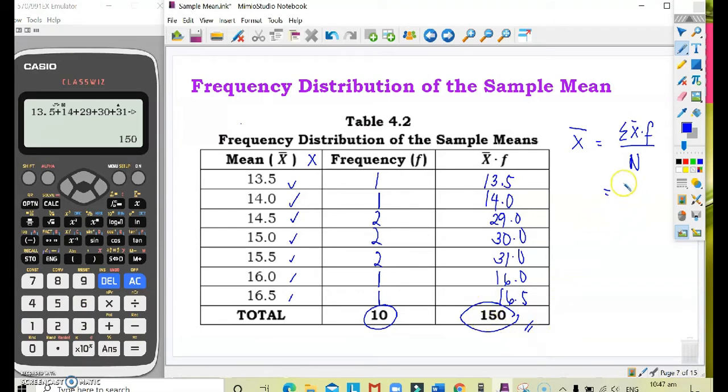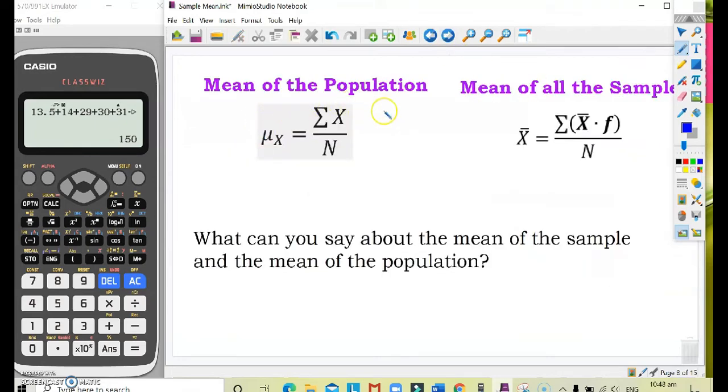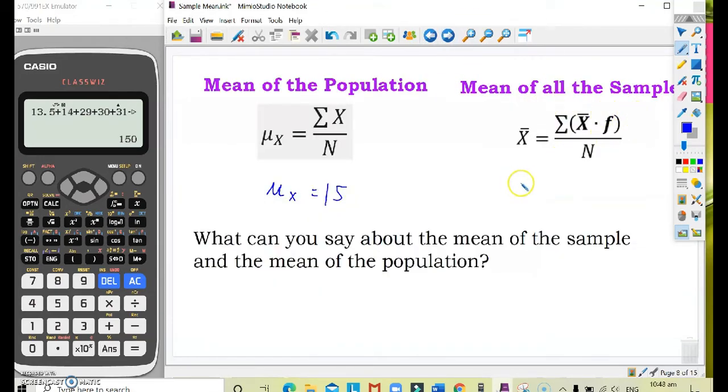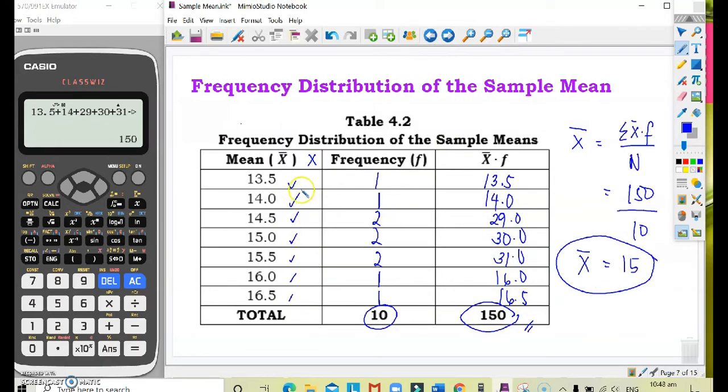If the sum of the product of the mean of each sample and the frequency is 150, divided by how many items do we have? We have 10. So the mean is 15. The mean of the sample means is 15. So, the mean of the population, earlier we solved about the mean of the population. It turned out that our answer is 15. The mean of all the samples, on the other hand, the one that we solved earlier, is 15 as well.